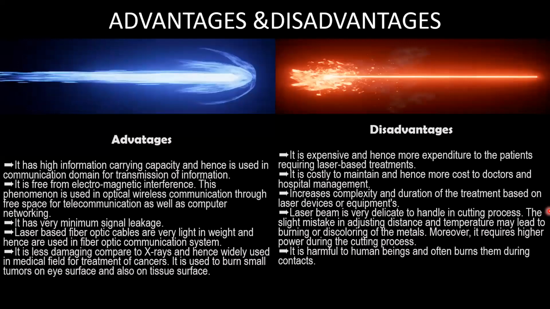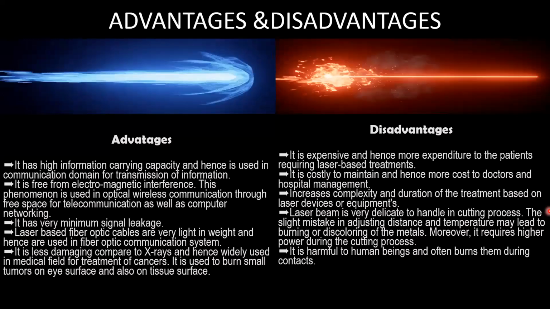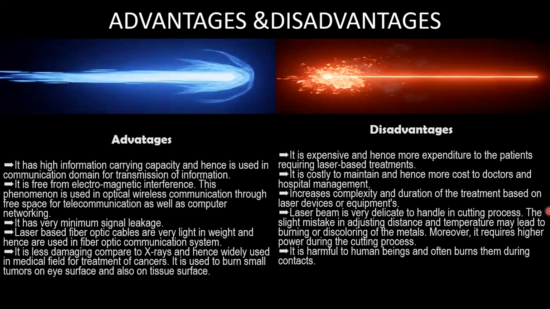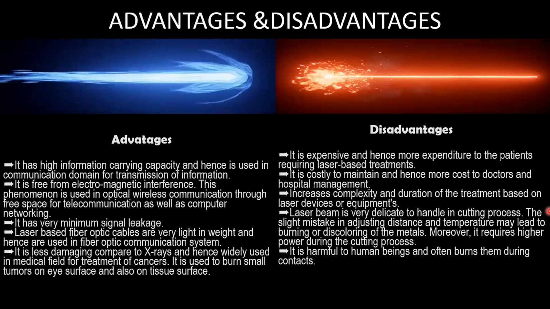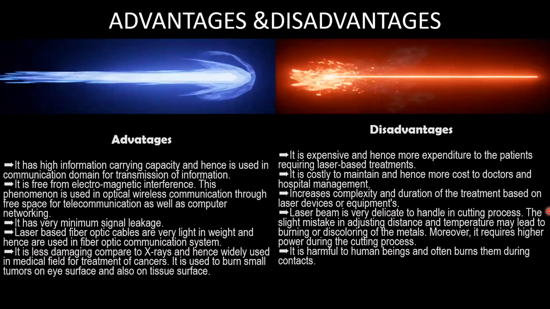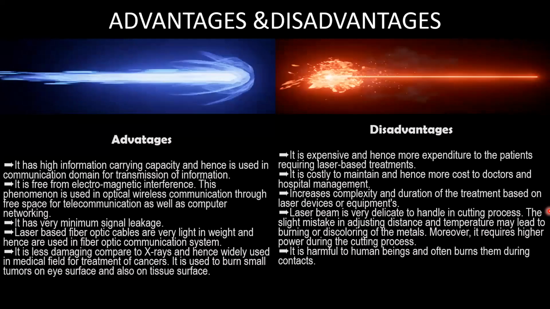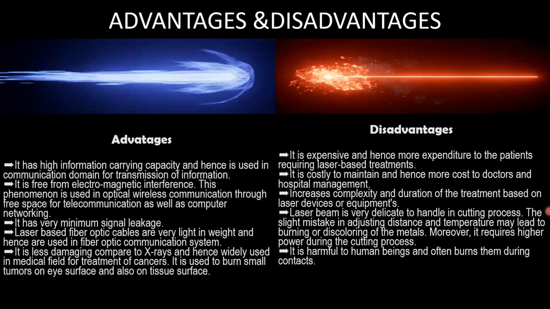Advantages and disadvantages of laser. Advantage: it has high information carrying capacity and hence is used in the communication domain for transmission of information. It is free from electromagnetic interference. This phenomenon is used in optical wireless communication through free space for telecommunication as well as computer networking. It has very minimal signal leakage. Laser-based fiber optic cables are very light in weight and hence are used in fiber optic communication systems.